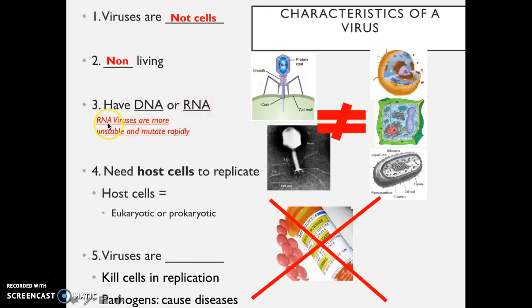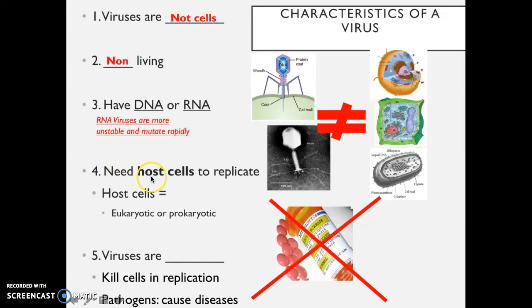They do have, however, for number three, DNA or RNA just like cells do. It says here that RNA viruses are more unstable and mutate rapidly. When we learn about how they mutate, how they reproduce inside of cells, we want to see what it is that they use in order to reproduce. But yes, viruses that use RNA instead of DNA can reproduce a lot more rapidly.